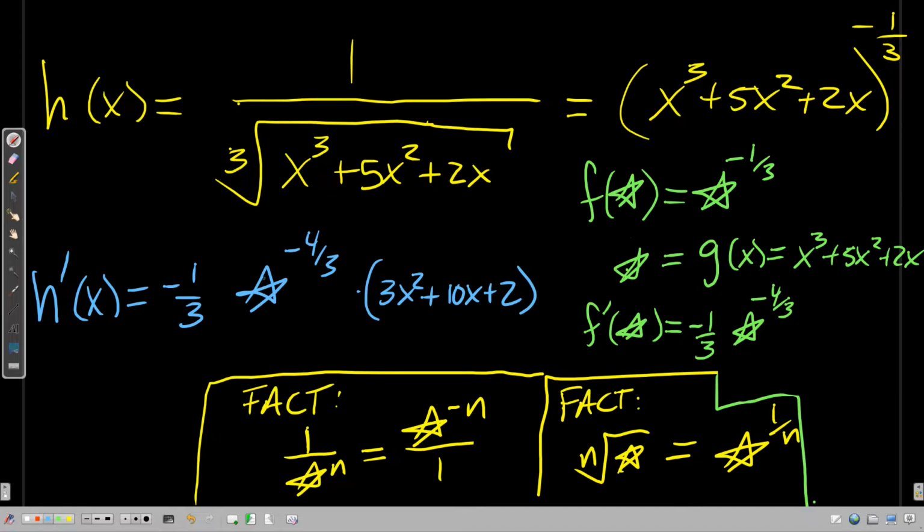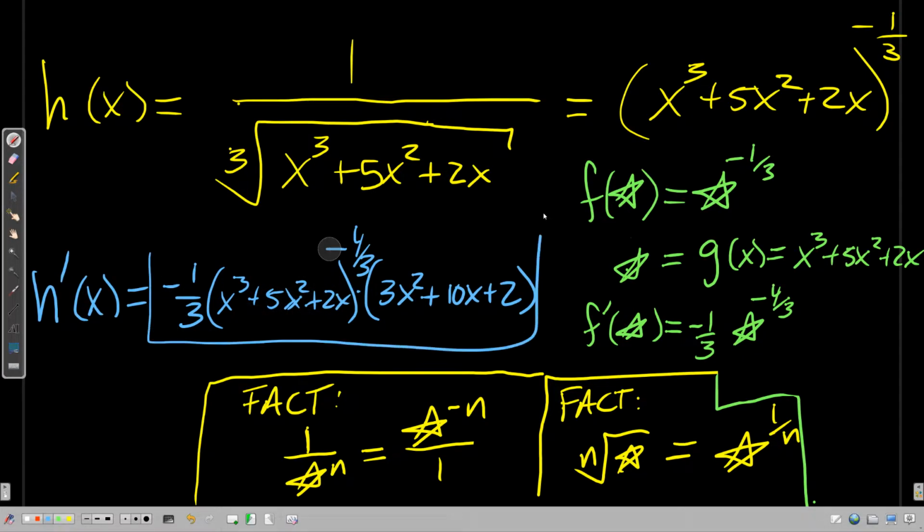Great. Now let me backtrack and replace this star with g. And g is the x cubed plus 5x squared plus 2x. Great. The derivative is done. The answer probably will be just in that format right there.